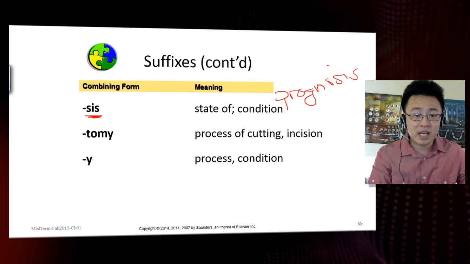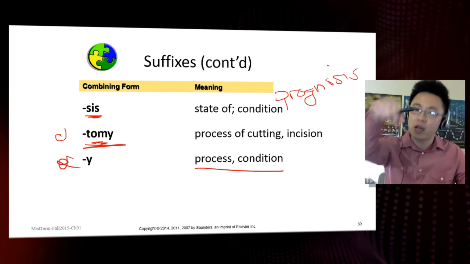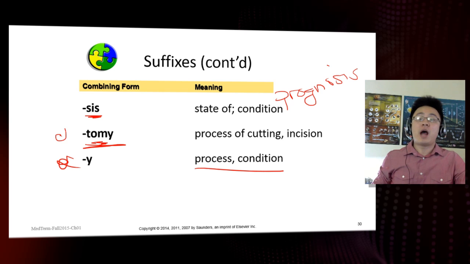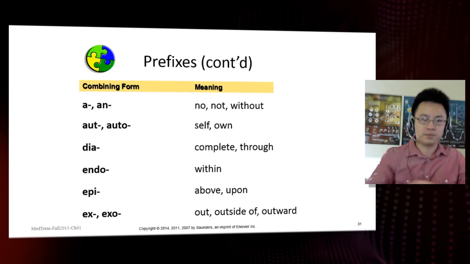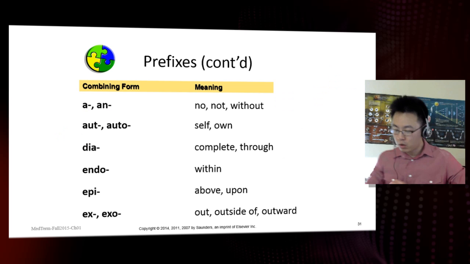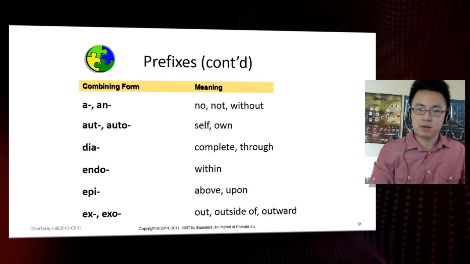And again, here's that E here, which means process or condition. I want to draw your attention to this one, tomy, not Tommy. Tomy, which means process of cutting into or an incision. Actually, tomy means just process of cutting, or in this case, an incision to cut into. But there's another one called stomy with an S. We'll get to that later. Don't confuse those two.